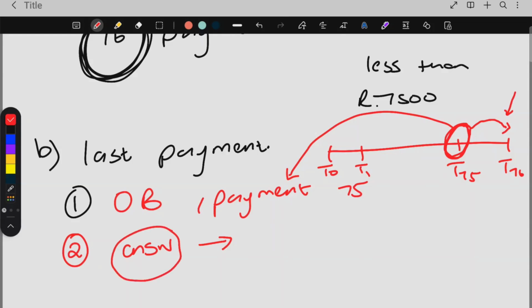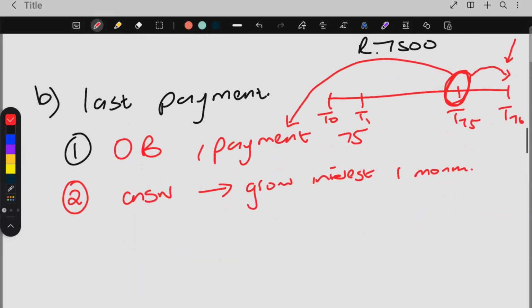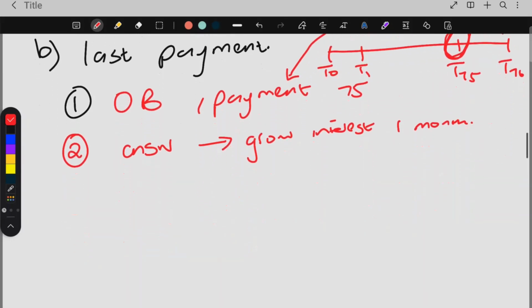So you're going to take your answer and you're going to grow that money. So you're going to grow it with interest for 1 month. For 1 month, because you are making monthly payments. Okay, so let's do that. Step number 1, let's work out our outstanding balance.